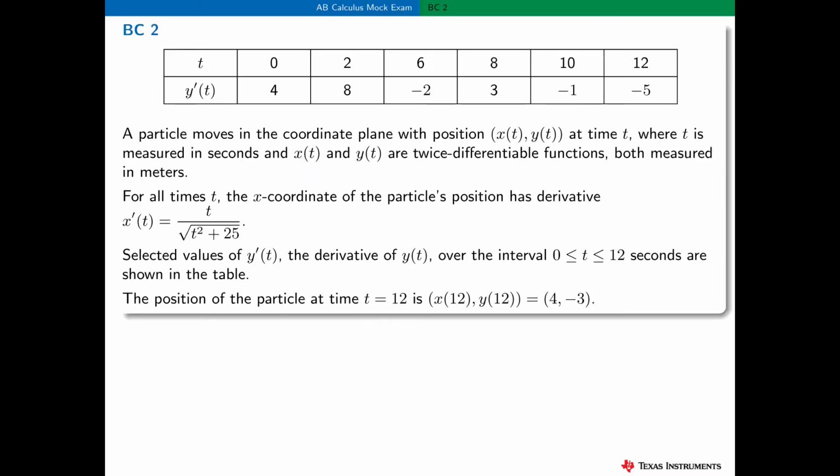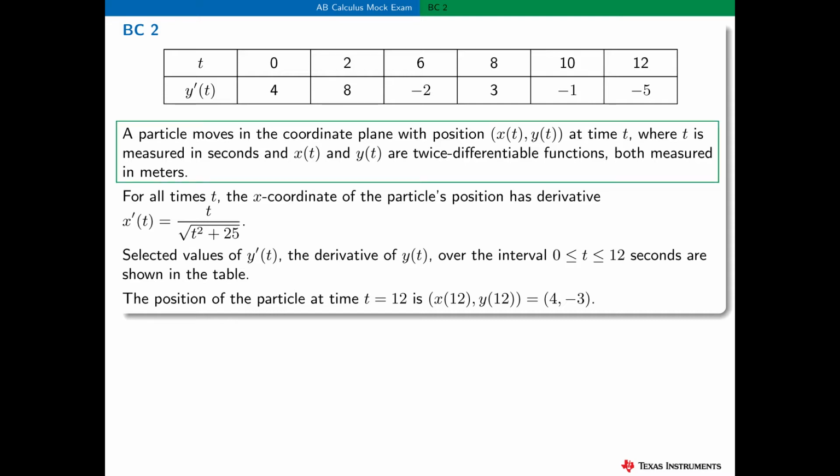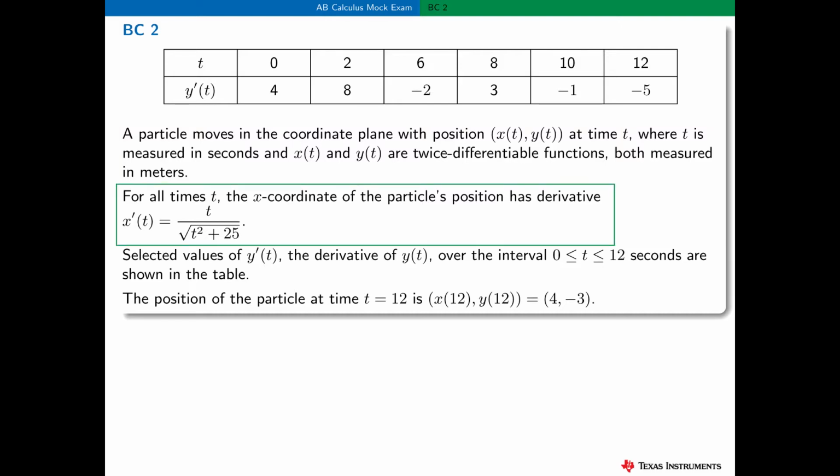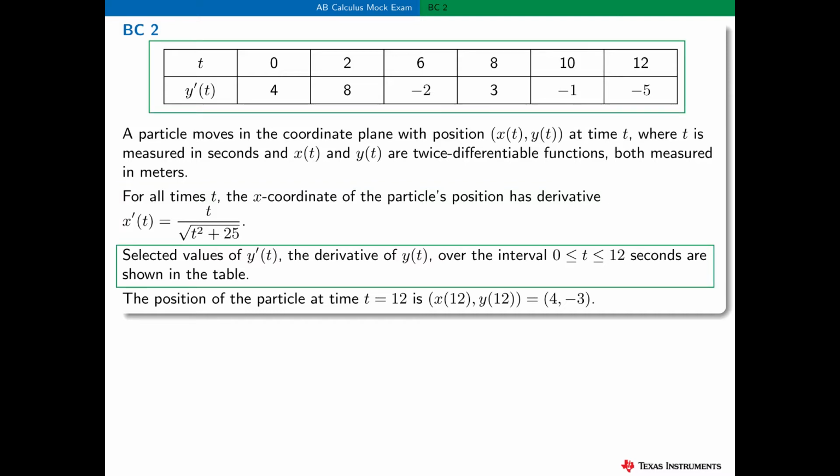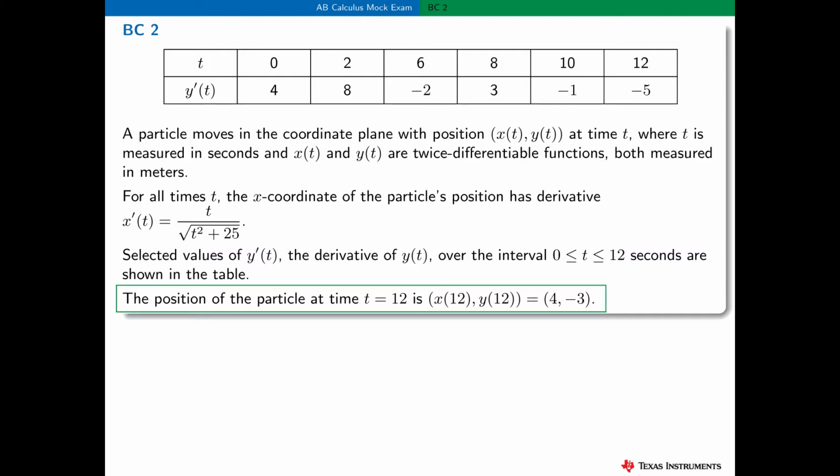Form BC Question 2 involves a particle moving in the plane. Its position is given by a vector-valued function, x of t, y of t, at time t, where t is measured in seconds, and x and y are twice differentiable functions, both measured in meters. We are given a symbolic expression for the derivative x prime of t, and we also have selected values of y prime of t given in the table. In addition, we know that the position of the particle at time t equals 1 is 4, negative 3.